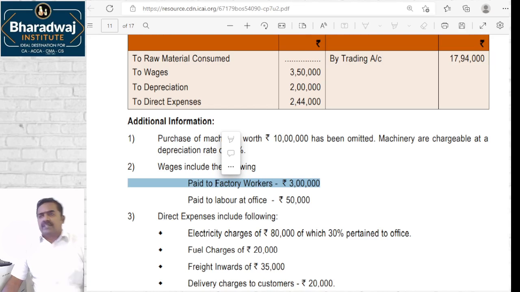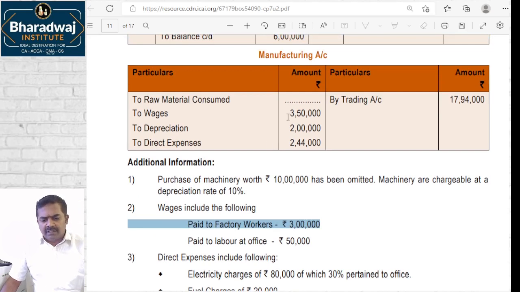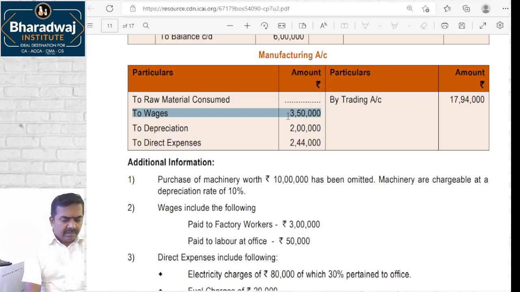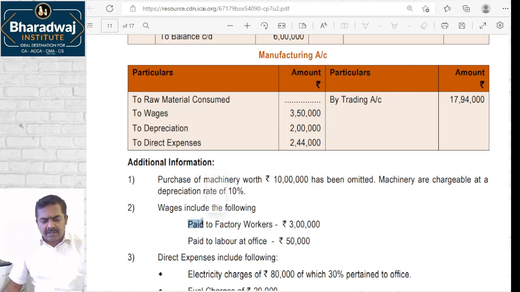Working note 2, wages. How much wages has been charged in the manufacturing account? 3,50,000 has been charged. But look at the analysis.